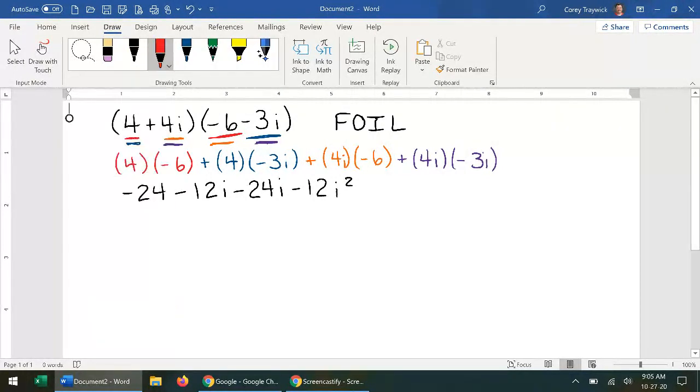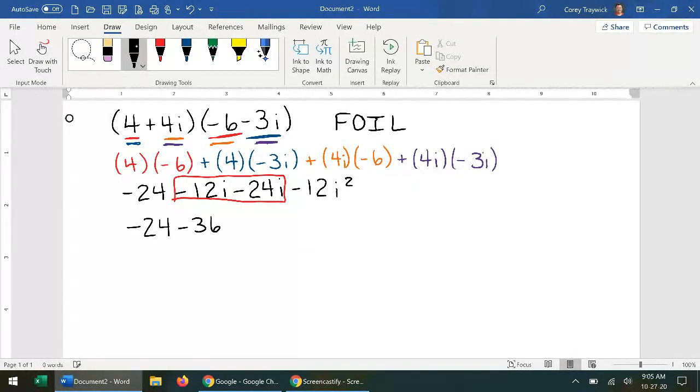Now, do you see any matching terms that we can combine? I do. Okay, we can combine the i's. Okay, so now I've got minus 24. Minus 12 and minus 24 make minus 36, so that's minus 36i. And I want to show you this. i squared, do you remember what i squared equals?